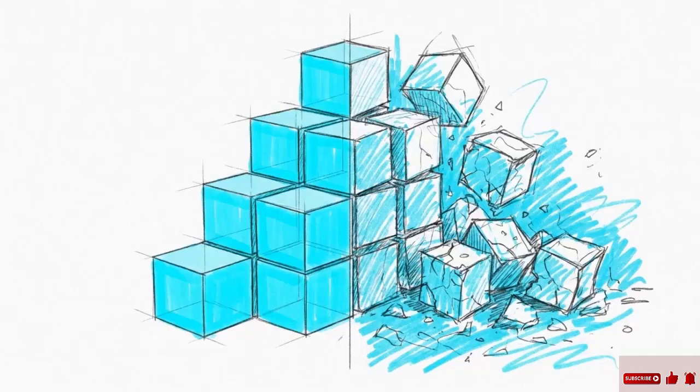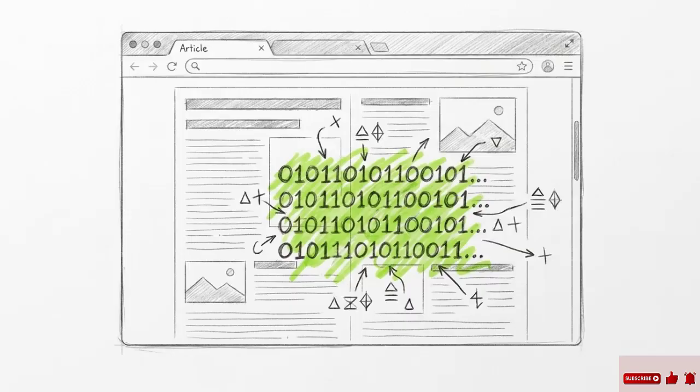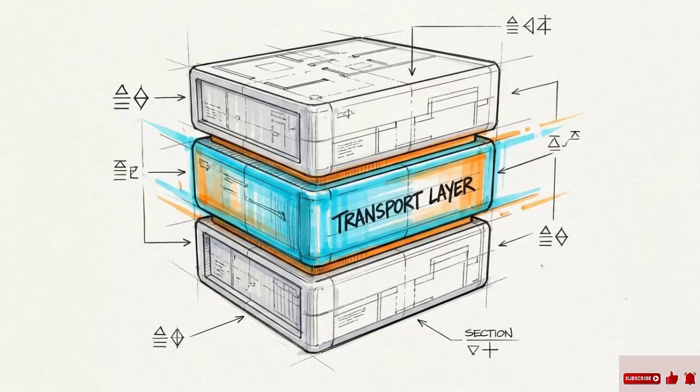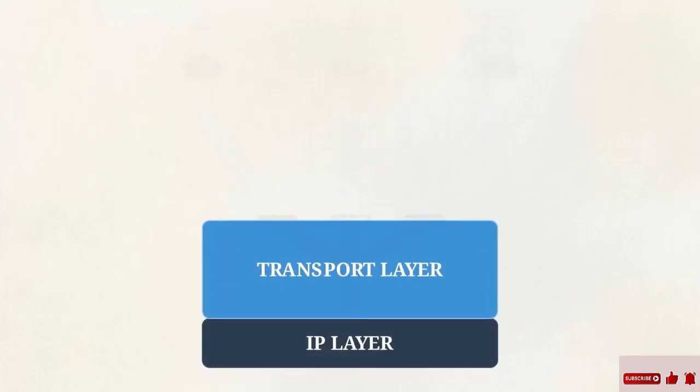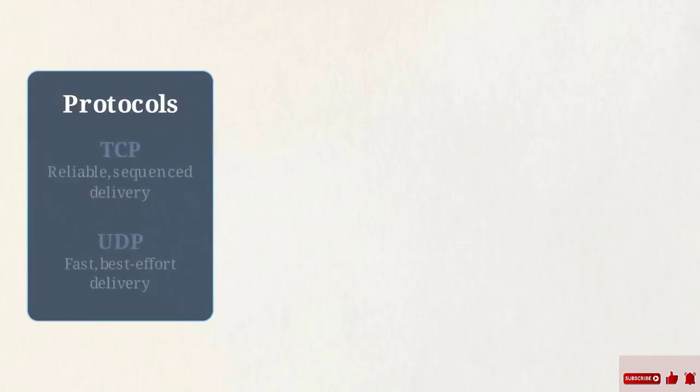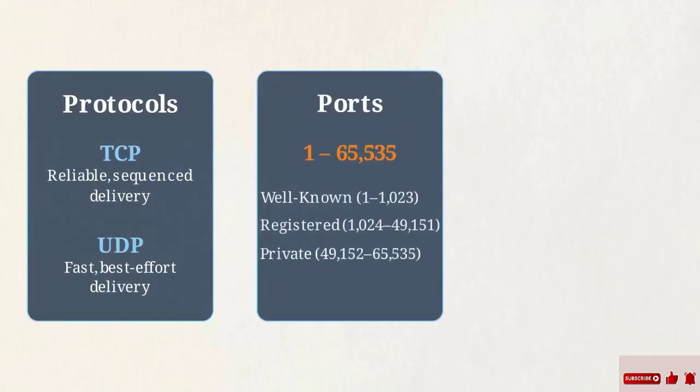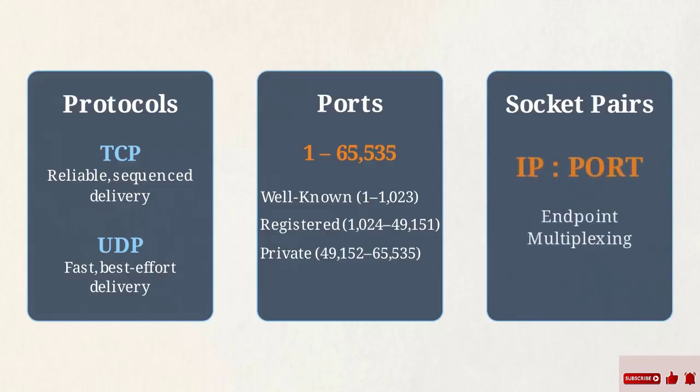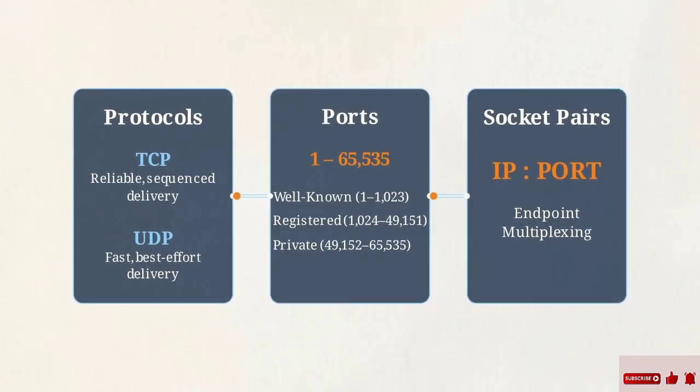If your operating system lacked a rigorous internal sorting mechanism, an incoming chunk of a binary file download could route directly into an active web browser session, instantly corrupting the interface. The transport layer solves this exact problem. Sitting directly above the IP layer, it provides the critical endpoint multiplexing necessary to keep concurrent applications isolated. To map how a machine survives this continuous data bombardment without corruption, we have to look at the exact mechanics of transport protocols, the categorization of ports, and the mathematical formation of socket pairs.